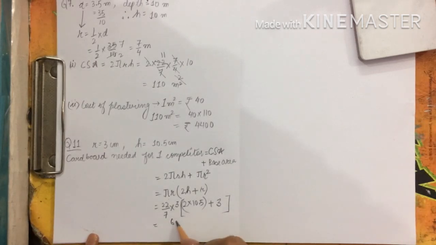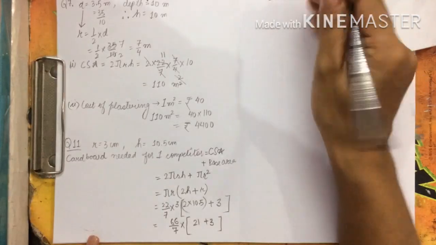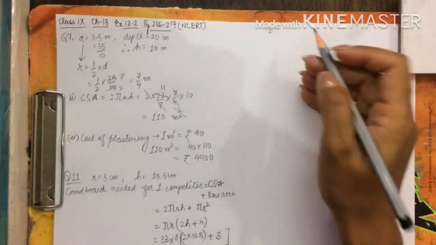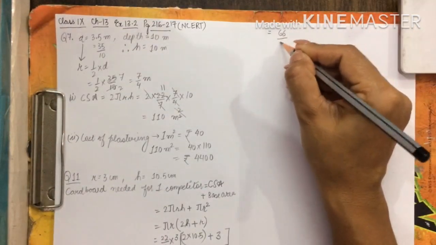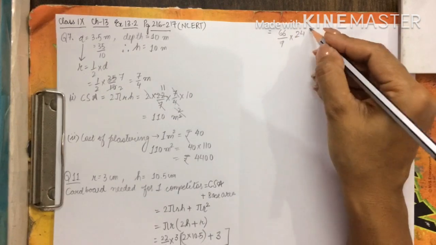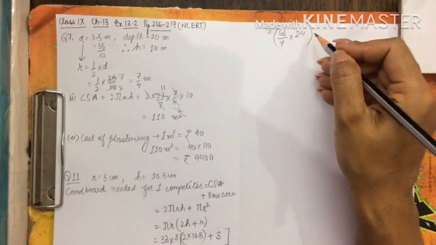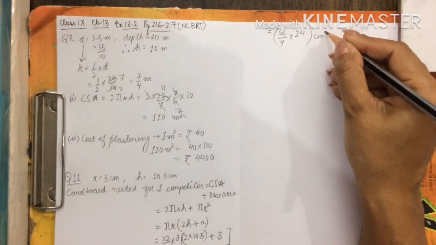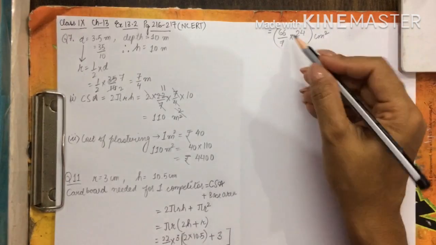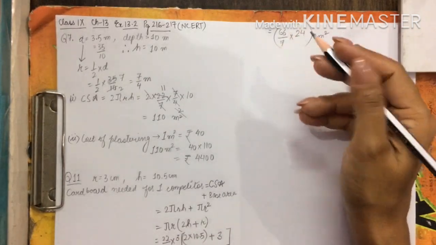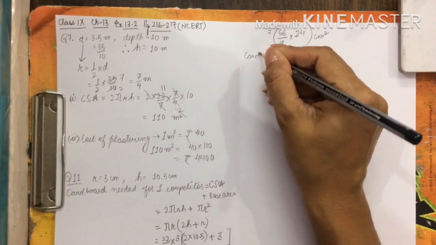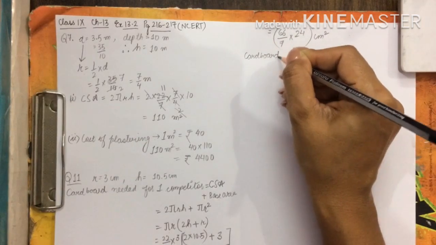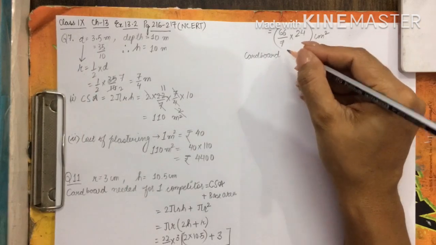So simplifying, outside I get 66 by 7 into, this is 21 plus 3. Simplifying further, I have got 66 by 7 into 24. So this is the material or the cardboard needed for one competitor. Now I am not simplifying this, I'm just proceeding to the next step because I want to find out how much cardboard is needed for 35 competitors.